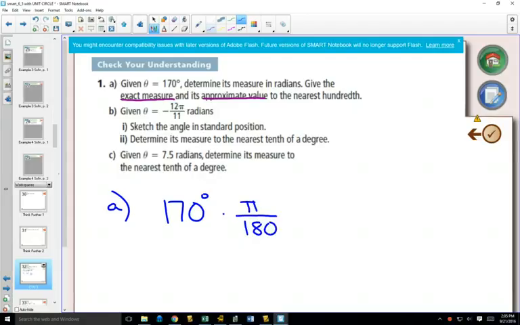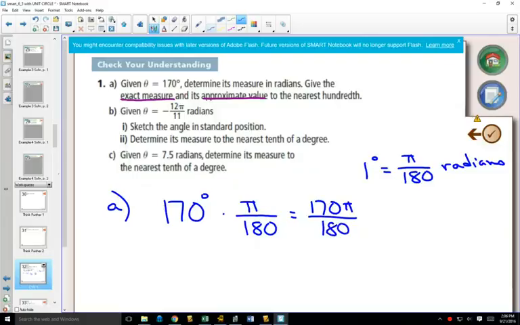So 170 degrees, we would multiply by pi over 180 because we know that one degree was pi over 180 radians. That was from before. So if we have 170 degrees, we would multiply that by pi over 180. And this is 170 pi over 180. You could leave your answer like that. You wouldn't have to simplify it. If you wanted to simplify it to 17 pi over 18, that would be fine.